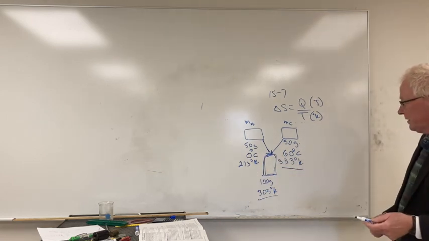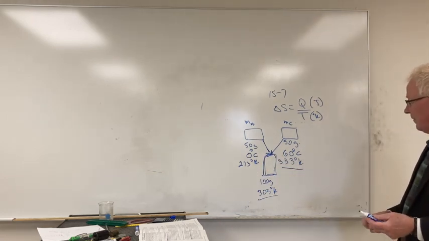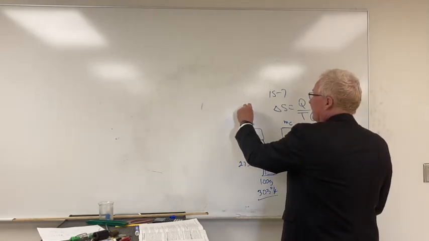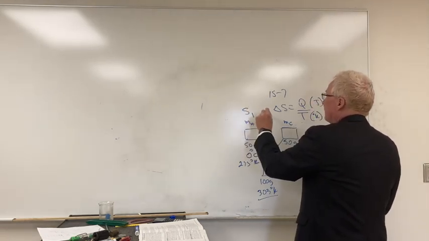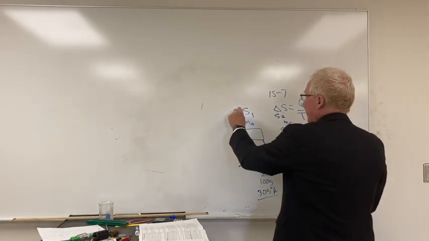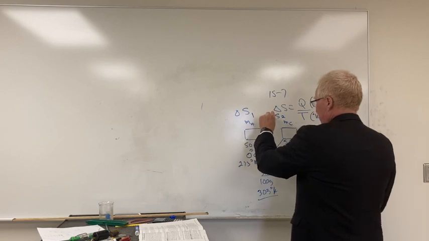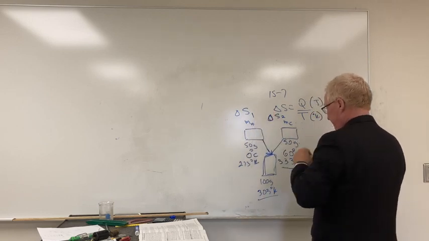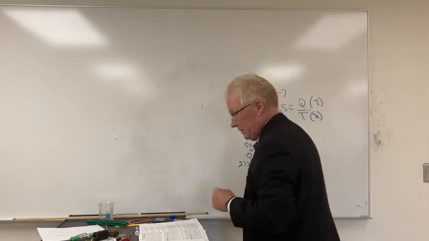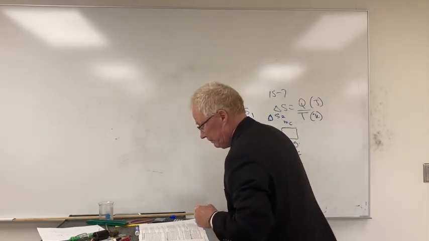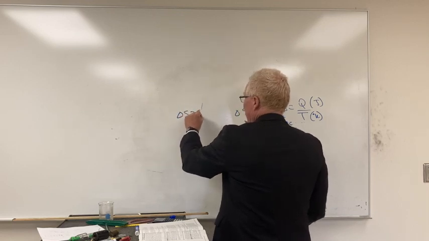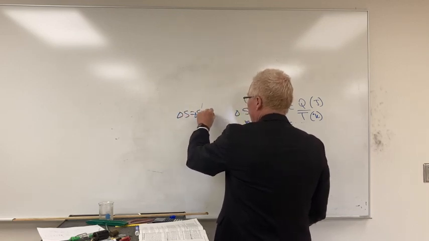So how do we calculate this change in entropy? Well, we're going to have entropy of, call this 1, the other 2, and what we're going to have is delta S will be delta S1 plus delta S2.